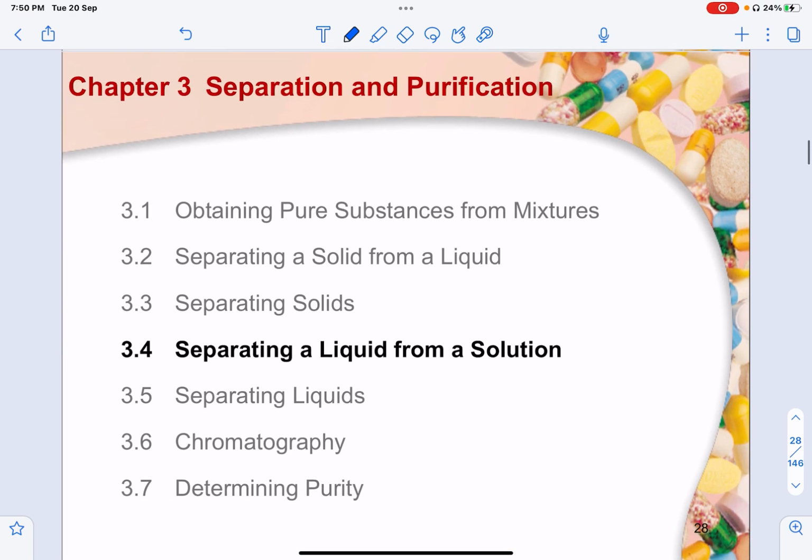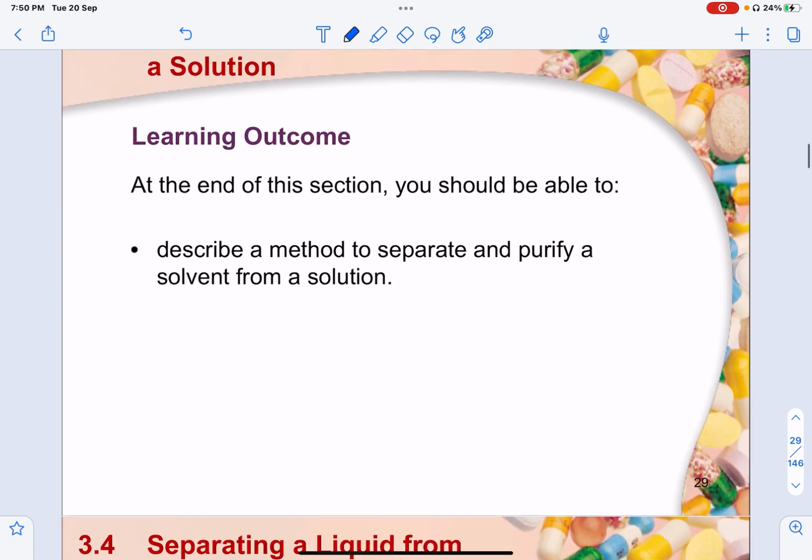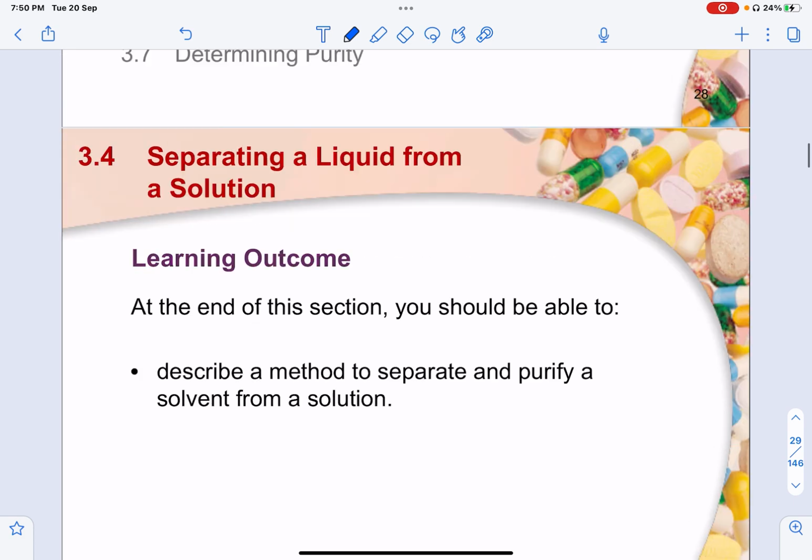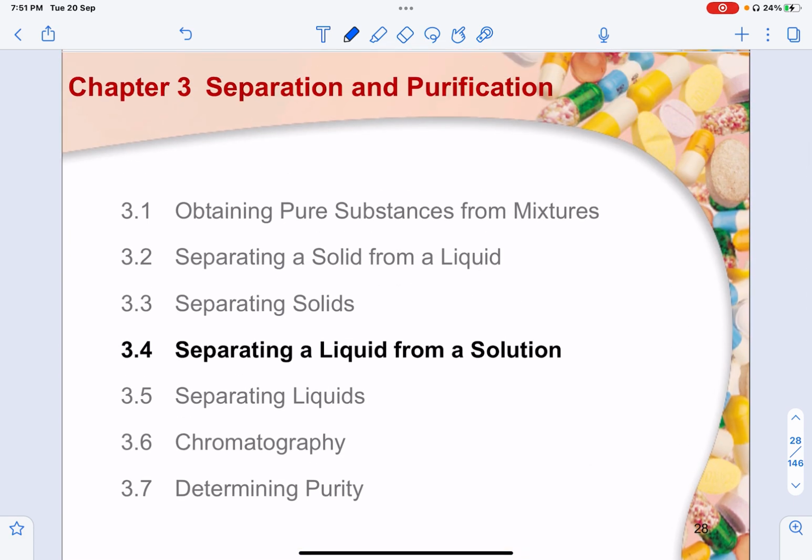Next we look into separating a liquid from a solution. Before we go into this segment, I think we will pause here for a while, take the time to recap what we have gone through, and then we'll continue in the next video.